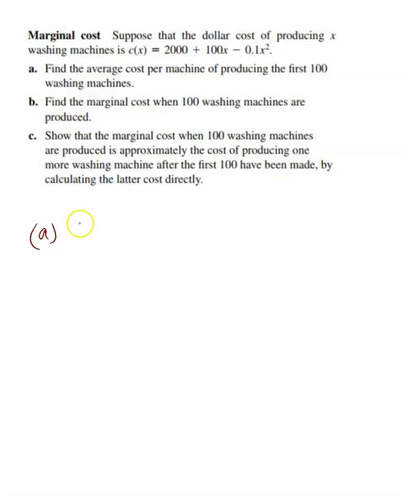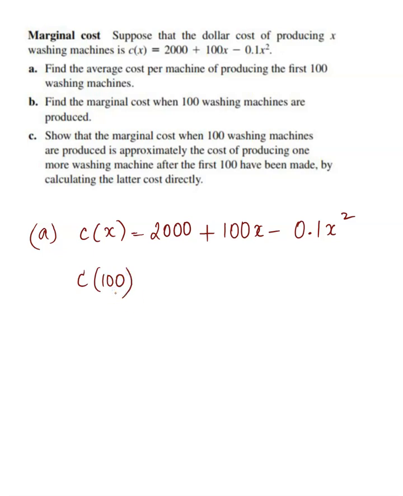So we are given C of X to be this. The average cost, okay, so before we find the average cost, let me find what is the cost of producing the first 100 washing machines. So plug in 100 for X.